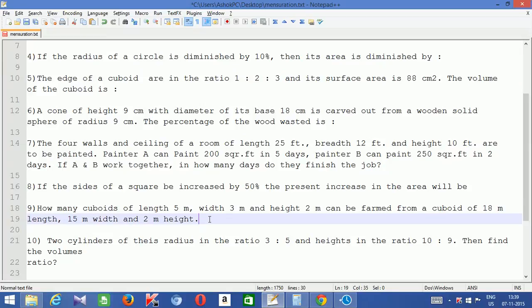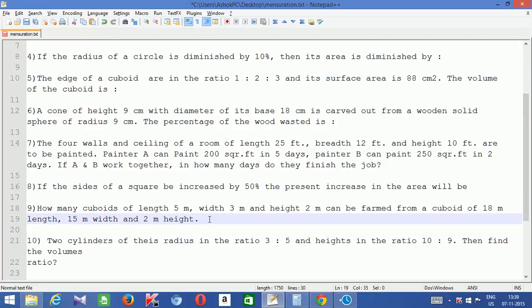So how many cuboids? This is nothing but a volume problem, right? You need to find the volume of the larger cuboid divided by the volume of a smaller cuboid, which will give you the number of cuboids. It is like the total number of sweets you have in hand, and if you distribute a particular number of sweets to each person, how many persons are there in a team. Similar type of questions.